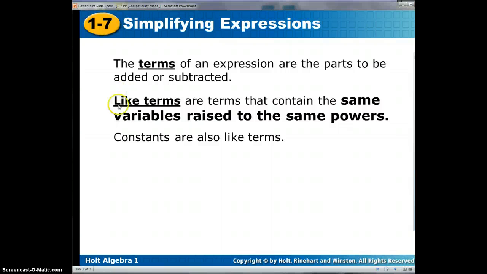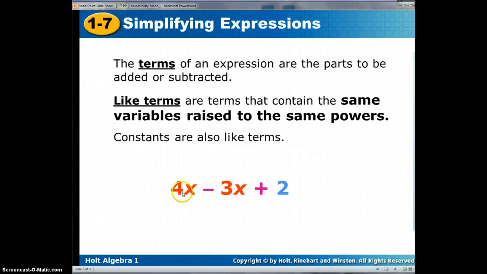Now this is very important. Like terms. Like terms are terms that contain the same variables raised to the same powers. You're going to hear me say that over and over. The same variables raised to the same powers. That's what makes them like terms. And whenever you have like terms, you want to combine them together.